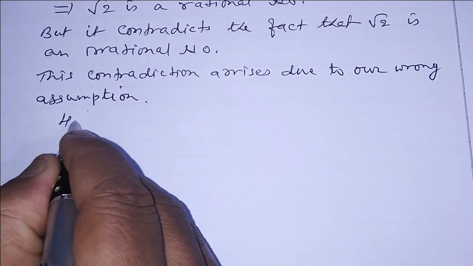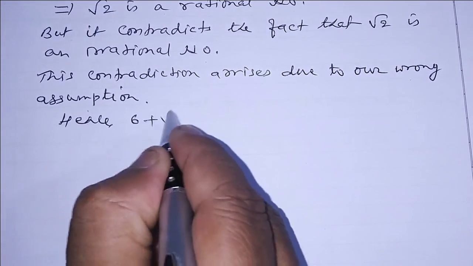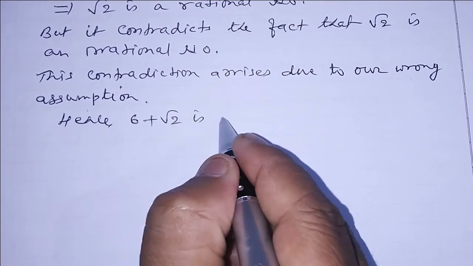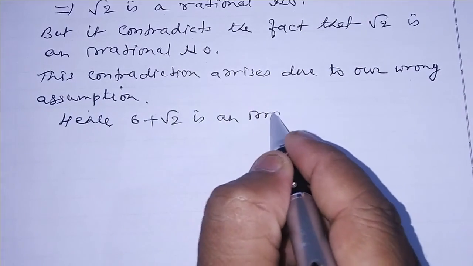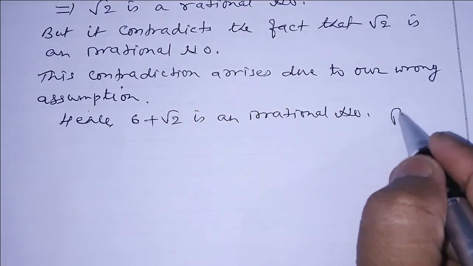Hence 6 plus root 2 is an irrational number. Proved.